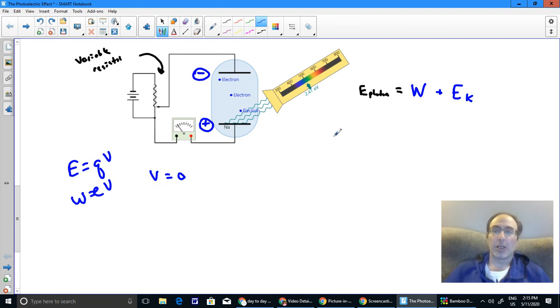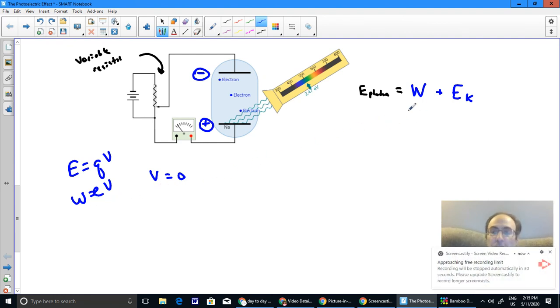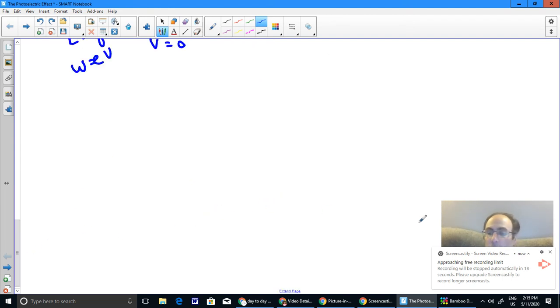And remember that often here, the work function is going to be equal to e, the charge on an electron, times the potential difference across these plates. And that's it. It's our brief little look at the photoelectric effect.